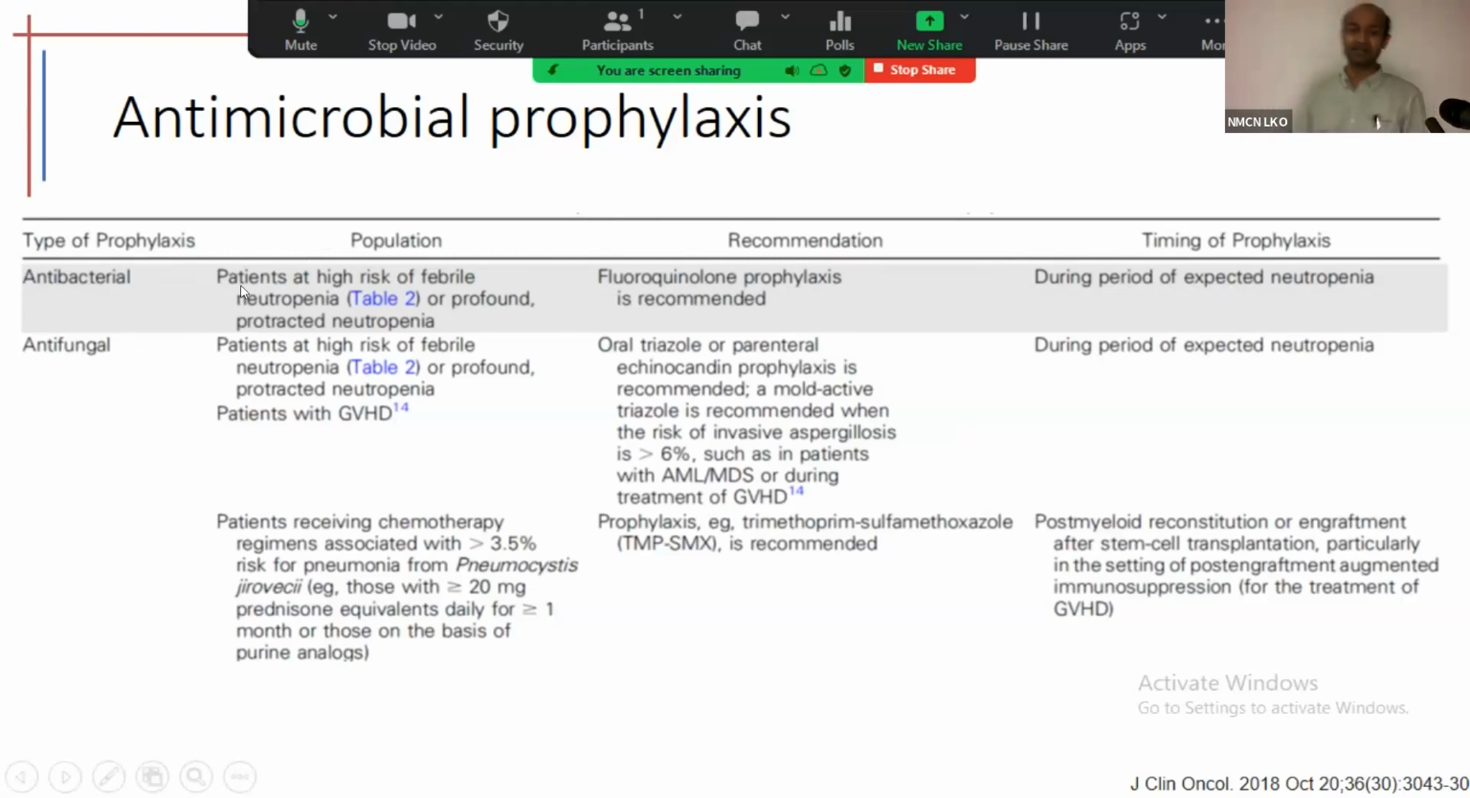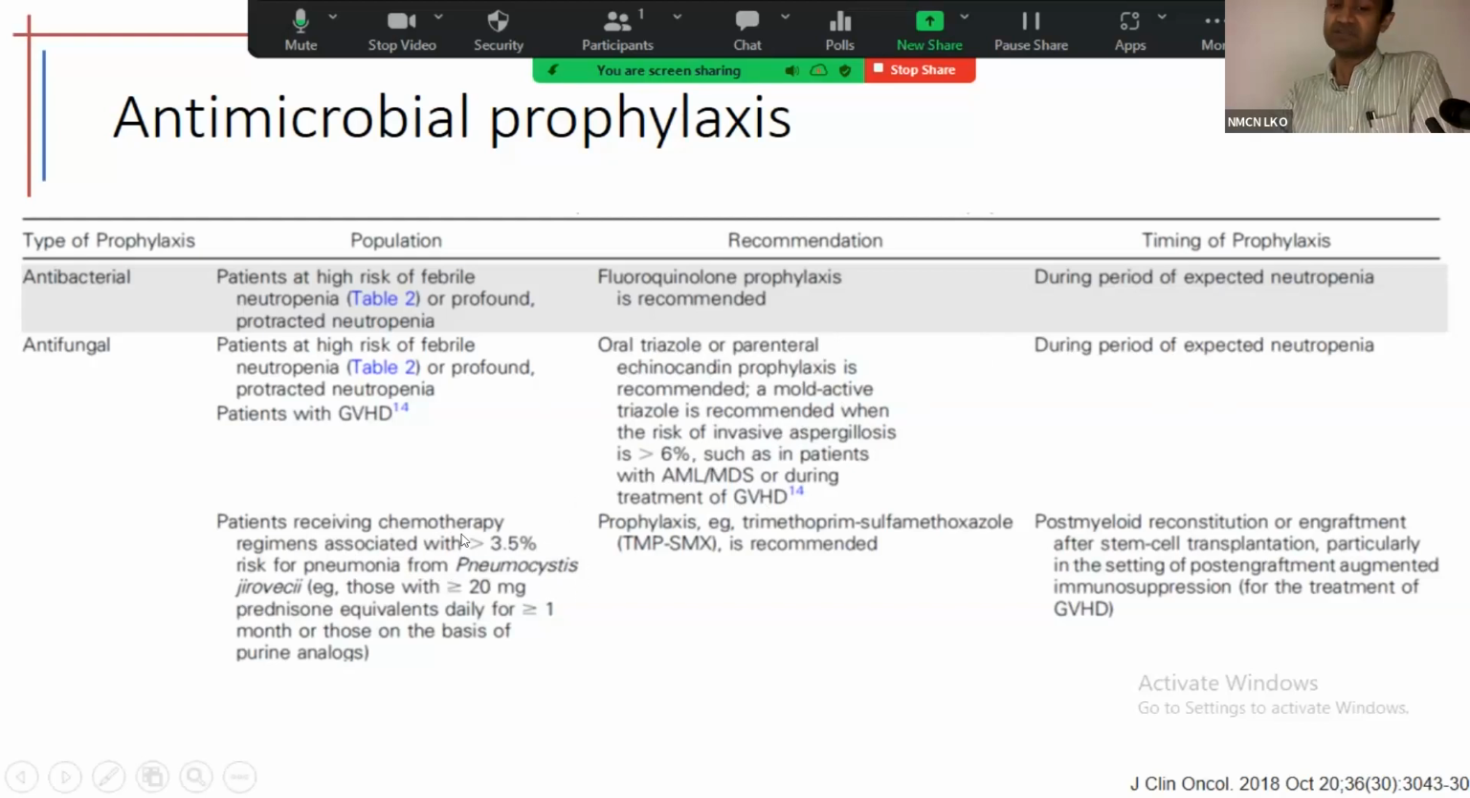For antifungals, again, patients who are at high risk of neutropenia or profound protracted neutropenia, patients with GVHD, or patients who are having chemotherapy regimens that have a high risk of pneumocystis jirovecii pneumonia, right? So these patients, you give prophylaxis again with an antifungal, a triazole or a parenteral echinocandin, caspofungin, something like that. You can give a coverage for aspergillus, something like voriconazole, if there's a risk of more than 6% in patients with AML, MDS, or treatment for GVHD. And again, it has to be continued till the period of neutropenia is there.